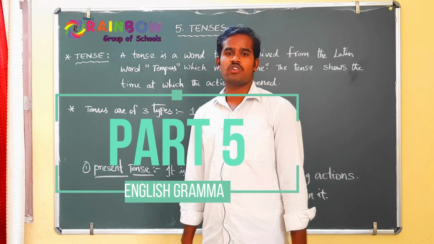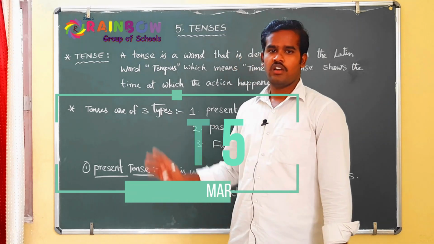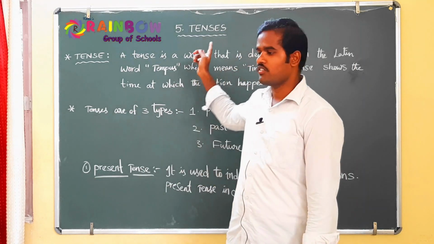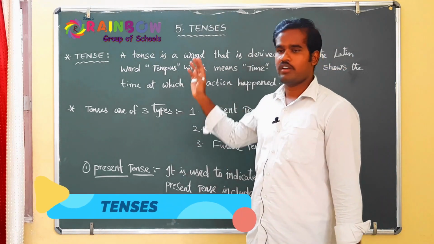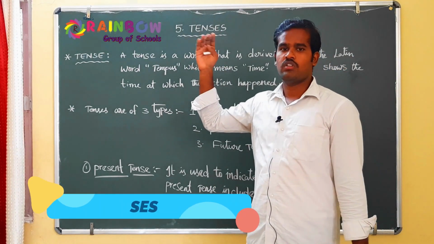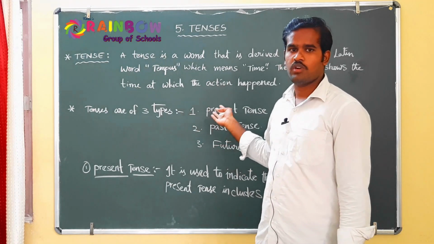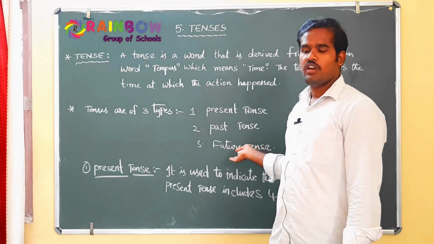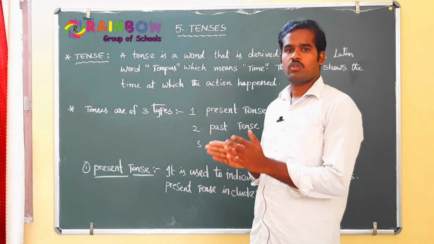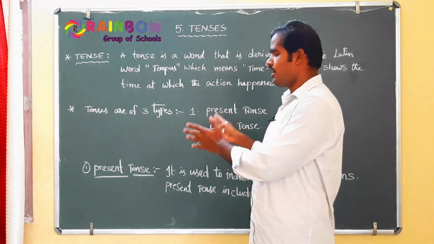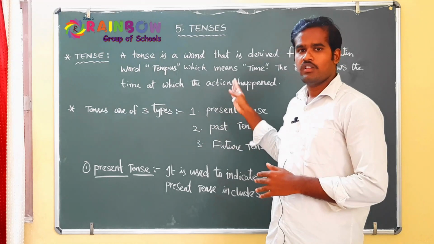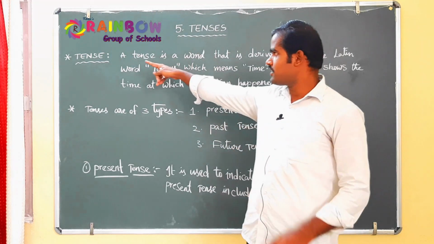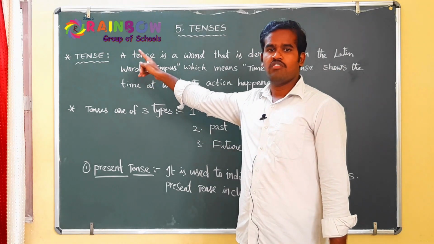And previously we have discussed four topics, and today I stand before you to discuss the fifth topic, that is tenses. Everybody of you already heard about tenses. You know there are three types of tenses named present tense, past and future tense. So today we are going to look into detail about each and every type of tense. But before getting to the types of tenses, first let us understand the meaning of the word tense.